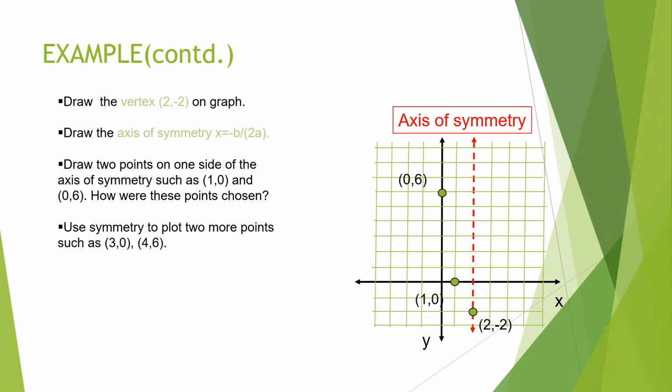Let us add another 2 points on the other side of the axis of symmetry. The same as (1, 0) and (0, 6), we're going to use 3 as the value of x so that the value of y becomes 0, and x equals 4 so that the value of y equals 6. And then, draw the parabola through the plotted points.